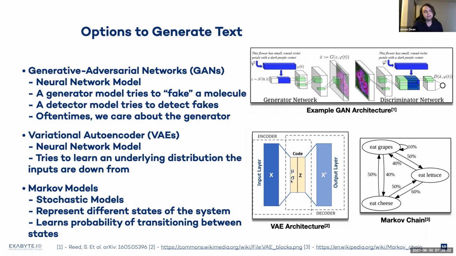And so as a result, these are actually another generative model that's fairly popular. And then there's also Markov models, and we'll actually be using Markov models today. So Markov models, in contrast to the other neural network models, they are stochastic. And what we do is we represent different states in the system, and we have lines of probability going between them.